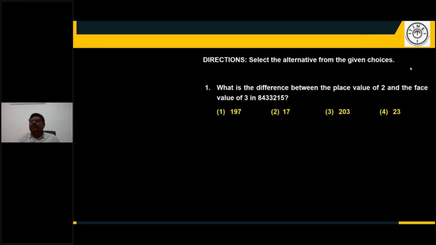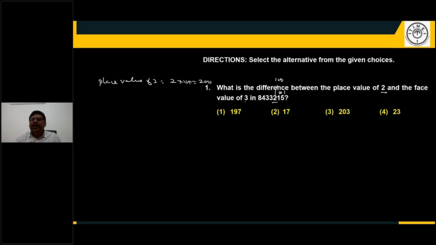So, students, what is the difference between the place value of 2 and the face value of 3 in 84332215? Place value means it depends on which place it is: ones place, tens place, hundreds place. So the place value of 2 is 2 into 100, which is 200.